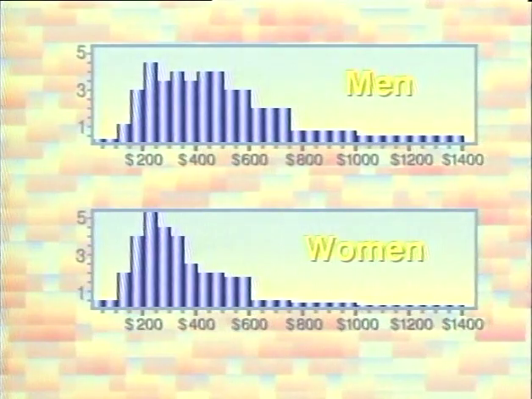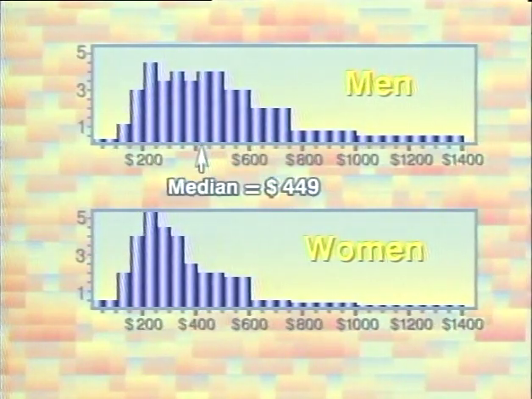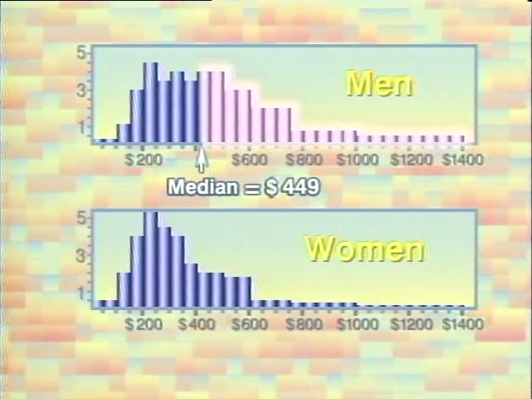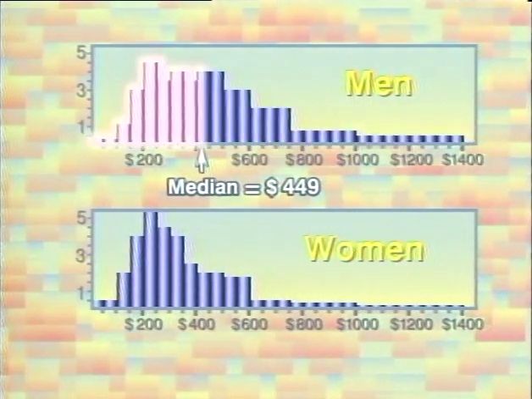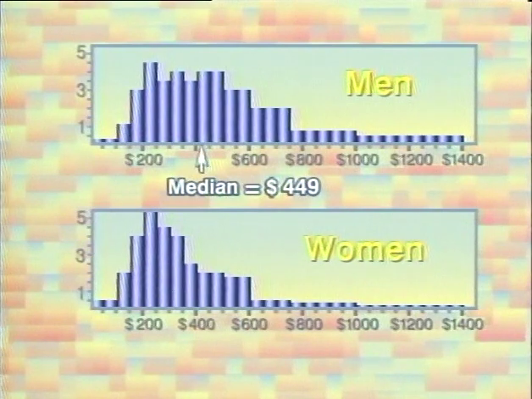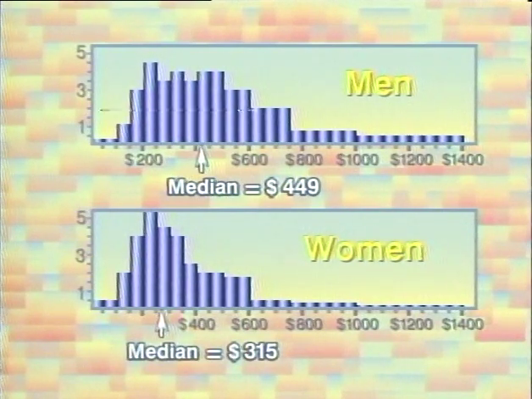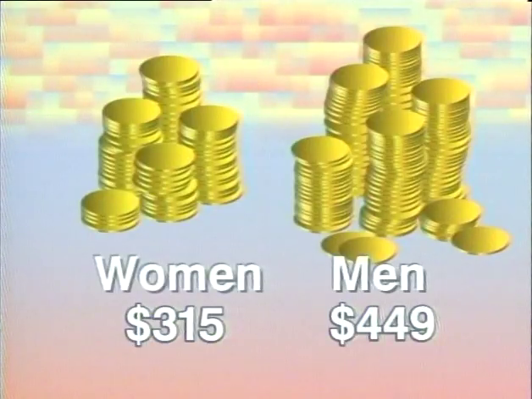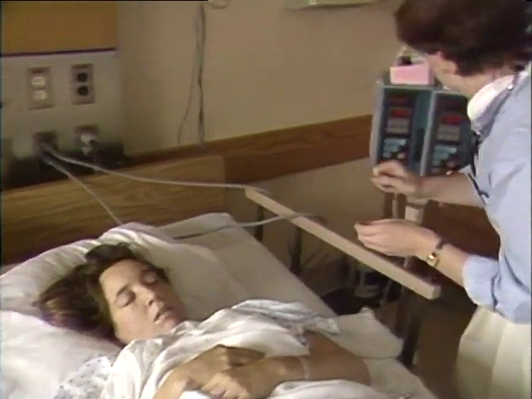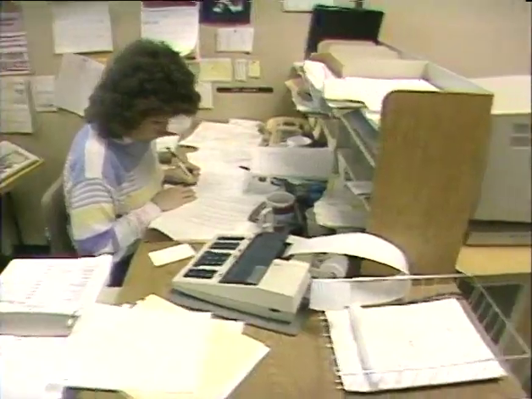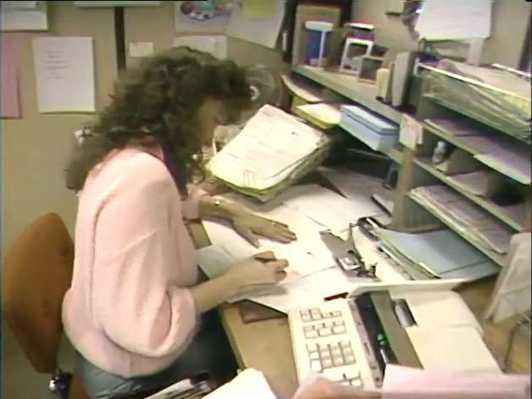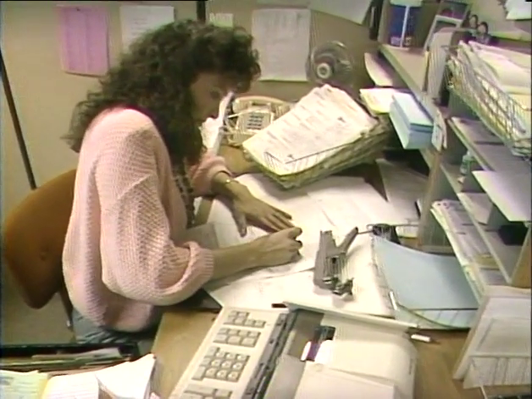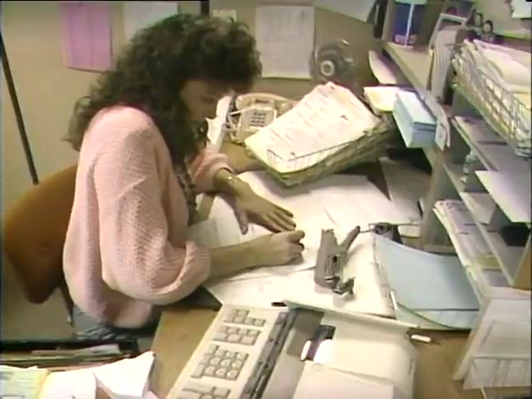The median weekly earnings for men in 1988 was $449. Remember, this means that half of all men earned more than $449 and half earned less. The median weekly wage for women was only $315, about 70% of the figure for men. The disparity in wages between men and women is real, but the situation is complex. Some of the difference is accounted for by differences between men and women in education, age, and years of service. Another major reason for the earnings gap is that women tend to be concentrated in lower-paying jobs.